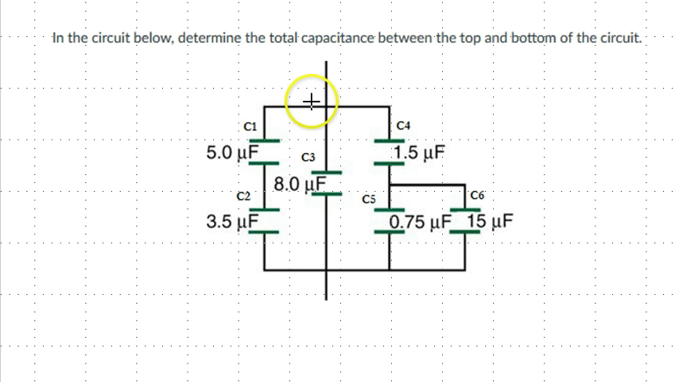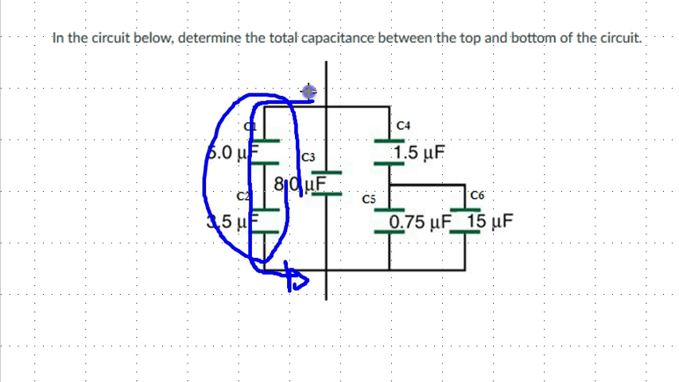All right, so series means if I go through one capacitor in this instance, I have to go through the next capacitor, right? These two are in series because if I go through this one, I have to go through the other one, right?